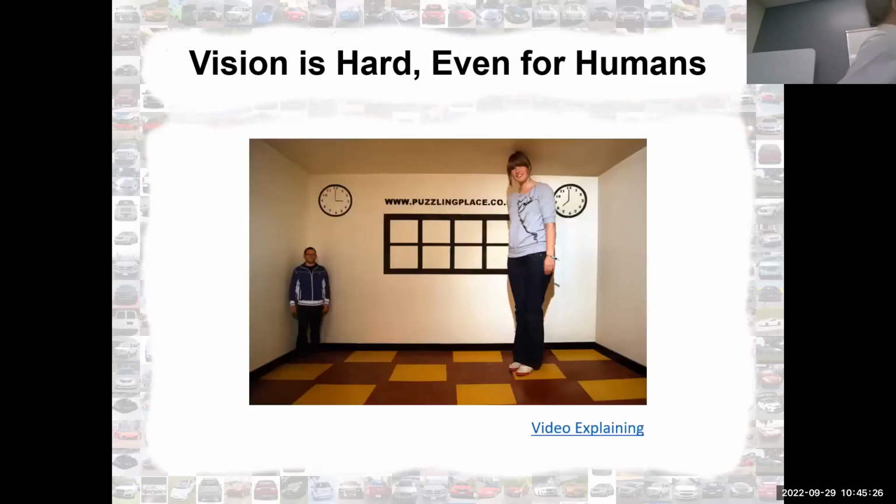And last, something like this. This is a carefully constructed room where these people are actually the same height, but because of the way the room's constructed, it looks a little bit different.